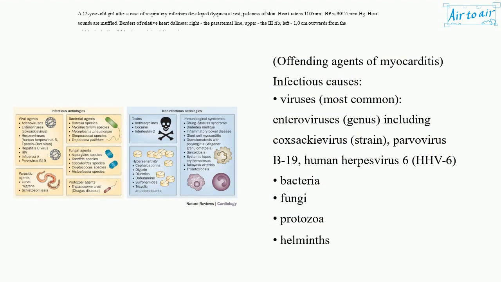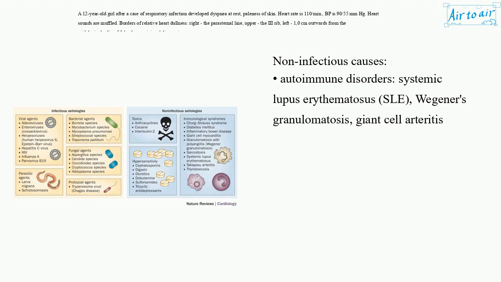Offending agents of myocarditis. Infectious causes: viruses, most common are enteroviruses, genus including Coxsackie virus, strain parvovirus B19, human herpesvirus 6, HHV6; bacteria, fungi, protozoa, helminths. Non-infectious causes: autoimmune disorders, systemic lupus erythematosus, SLE, Wegener's granulomatosis, giant cell arteritis.